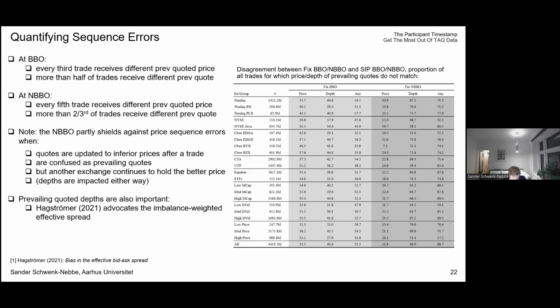Yeah, so the way that I quantify this is by looking at the disagreement between the prevailing quotes. If you obtain the prevailing quotes in the conventional way, the SIP BBO, using SIP timestamps, then I compare how often those prevailing quotes differ from the ones obtained when I fix sequence errors explicitly. That is what I have in this table here. This is the proportion of trades whose prevailing quotes differ due to sequence errors.